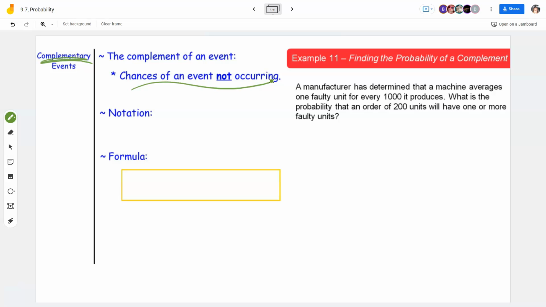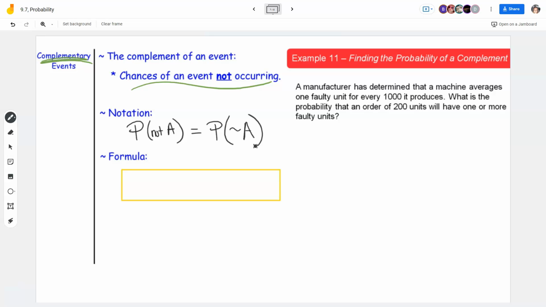To consider the complement, here's the notation: the probability of not A. I'm just using A as the name of an event. Do you guys want me to use E for event? Does it matter? It's okay. Some people do the notation different ways. The most common one I've seen is the little tilde.